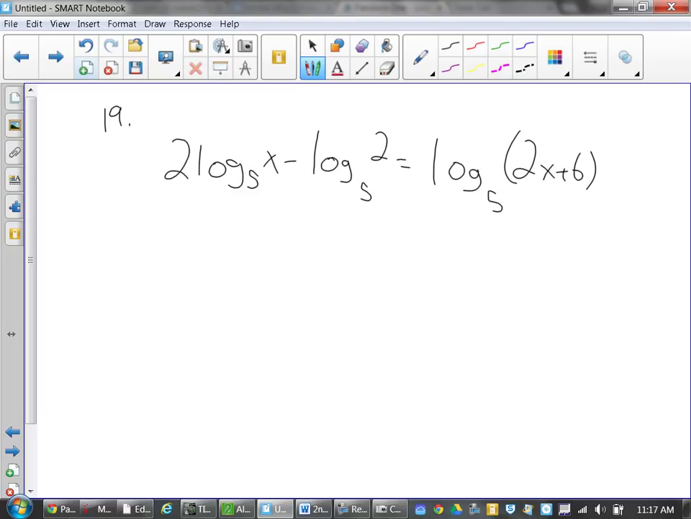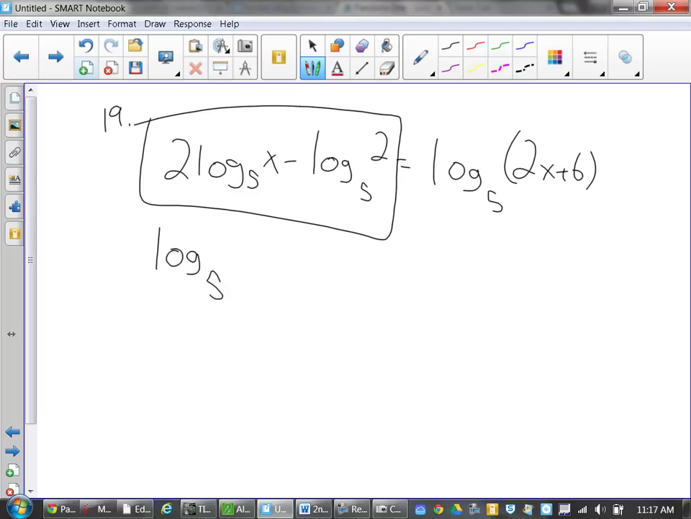Now, there's one of two ways of doing this. When you're worried about condensing logarithms, you're trying to take these two guys and make them a singular log. Well, this becomes log base 5 of x squared over 2. Using the properties of expand and condense for logarithms, when you have a number out in front of a log, it's the exponent. When you have subtraction between the two, it means division. If you had addition between the two, it meant multiplication.